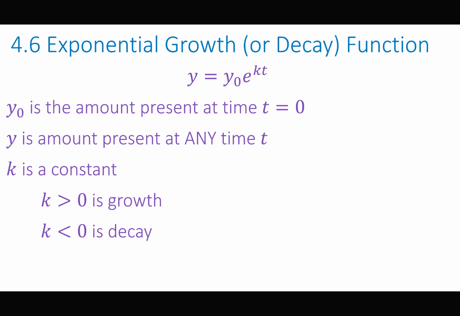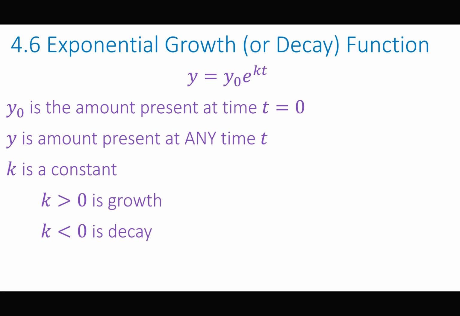Y sub 0 represents the amount present at time 0. All right, and you recognize that this looks like the PERT formula that we did with continuously compounding interest with money. Same setup, they're just using different letters for variables, but it still means the same thing. So y sub 0 is the initial amount present, and y is the amount present at any time t. If we go out 10 years, the actual y will tell us what the new value will be.